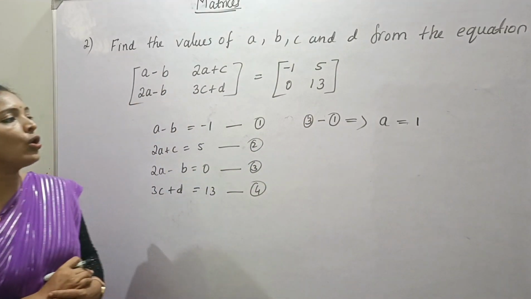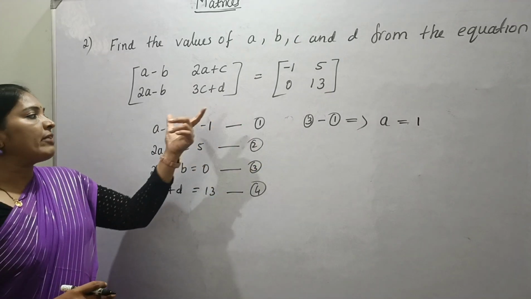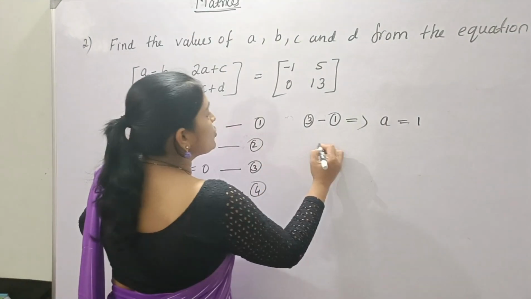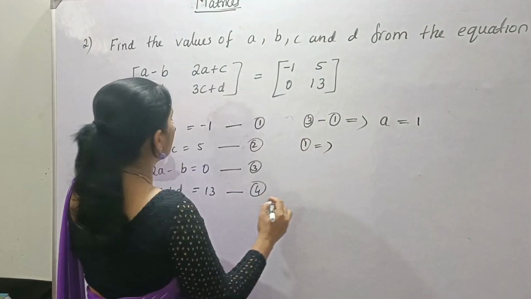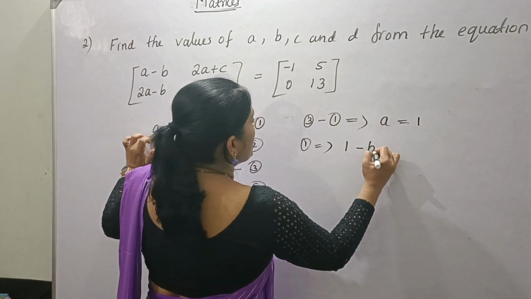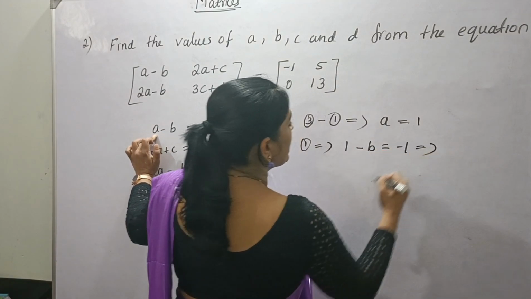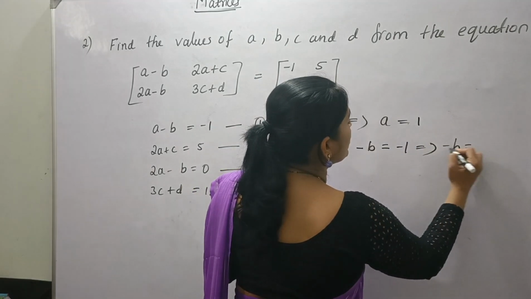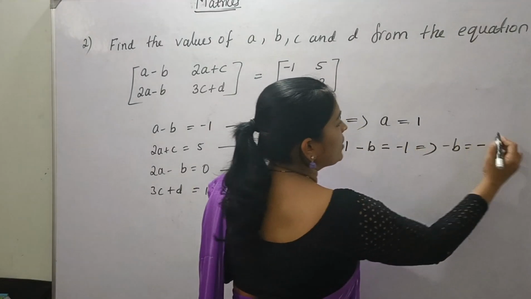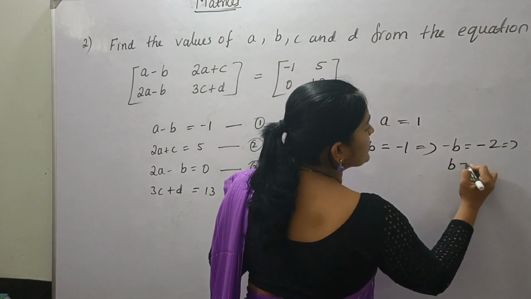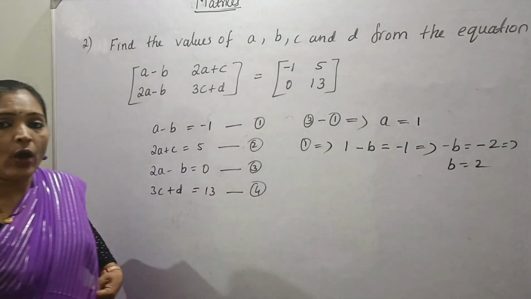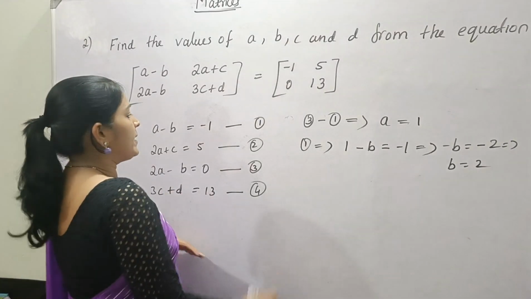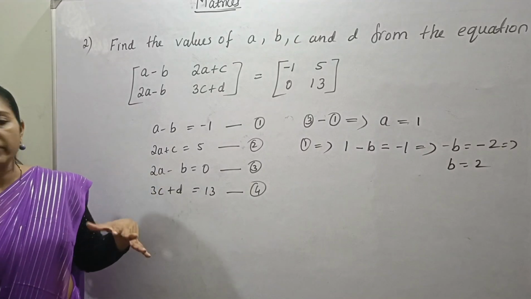Next, see here we have got the A value. So substitute the A value in the first equation so that you will get the B value. So A is equal to 1. The first equation gives 1 minus B is equal to minus 1. That implies, take 1 to the other side, so minus B is equal to minus 1 minus 1, so minus 2, that implies B is equal to 2. So here we have got two values: A is equal to 1 and B is equal to 2. Then next we have to find the C and D values.